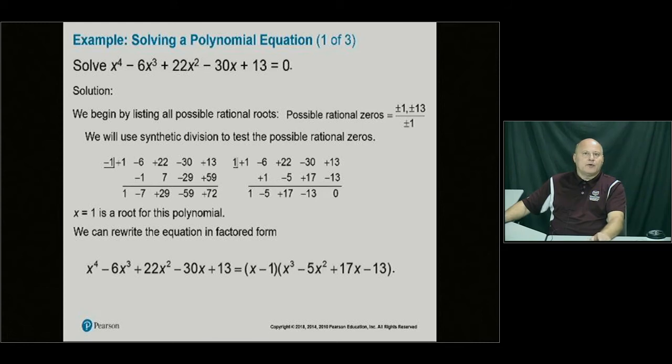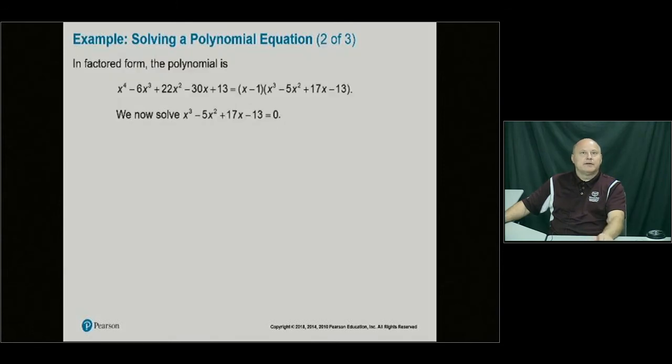So x equals 1 is a root of the polynomial, and we can rewrite the equation in factored form. So x to the 4th minus 6x cubed plus 22x squared minus 30x plus 13. So x minus 1 was a factor. So x cubed minus 5x squared plus 17x minus 13 was the remainder. So that's my new polynomial. So in factored form, that's what we're going to have. So now we're going to solve x to the 3rd minus 5x squared plus 17x minus 13 equals 0.